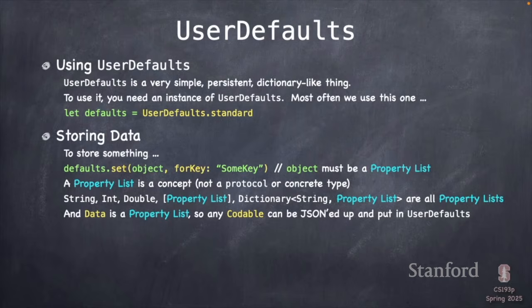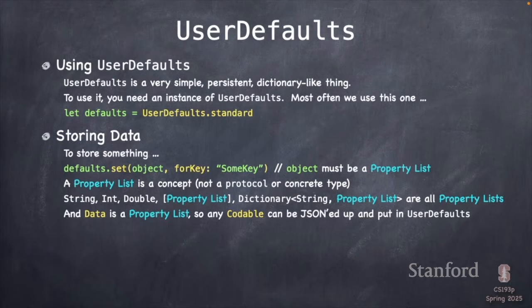This thing that you're trying to store has to be what's called a property list. A property list is not a protocol or a concrete type or anything. It's just an idea. And the idea of a property list is it's got to be a string, an int, a double, an array of a property list, or a dictionary whose keys are strings and whose values are property lists. That's what a property list means. So that's the only thing you can put in there. Another one is data. So you could take codable things, turn them into JSON, and put them in there if you want.